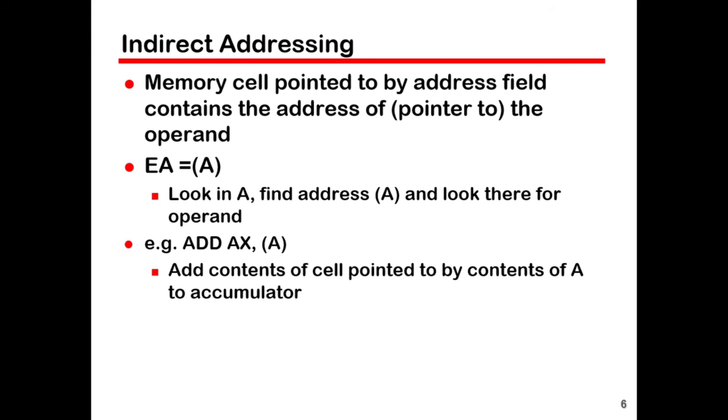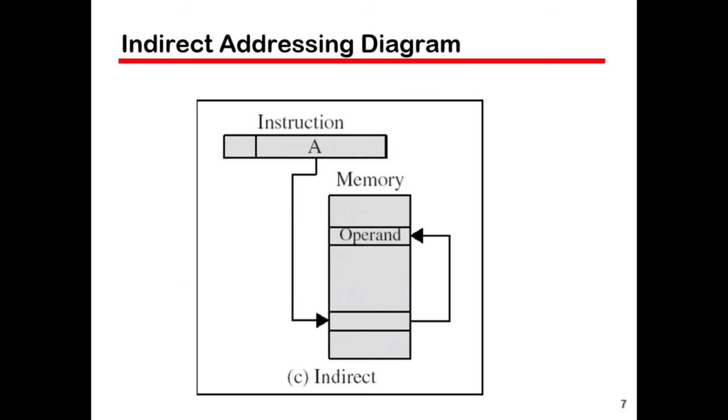Next one is indirect addressing mode. Indirect addressing mode means address is having further address, means that pointer. So memory cell pointed to by address field contains the address of the operand. Further address. So effective address equals to address. We can better understand through a diagram. For example, in the direct addressing mode, address which is given directly having operand in the memory. But in this diagram we can observe that address is having further address to the operand in the memory. So this is the difference between direct address and indirect addressing mode.